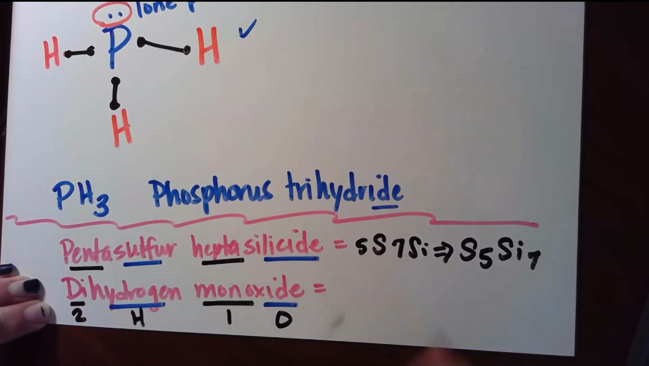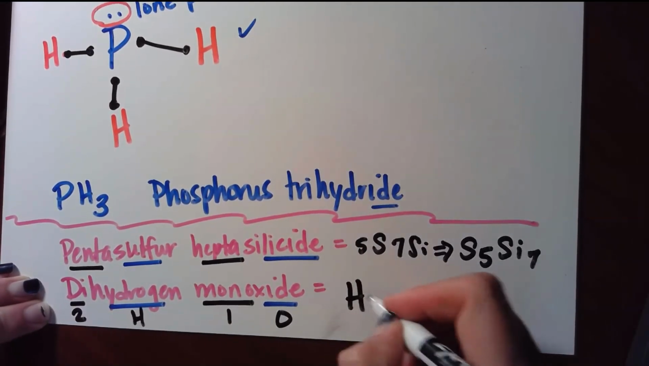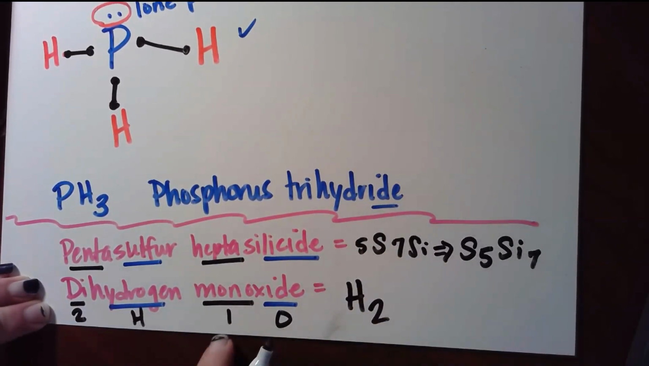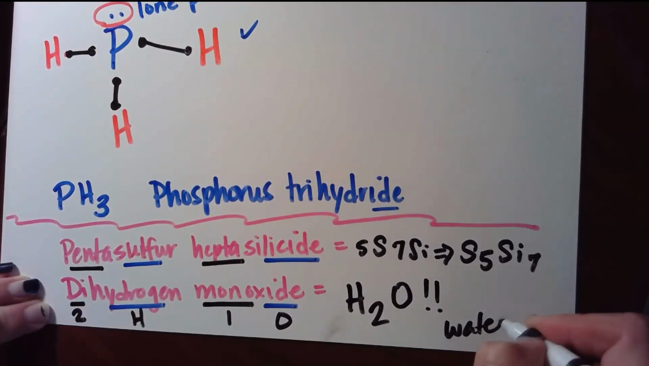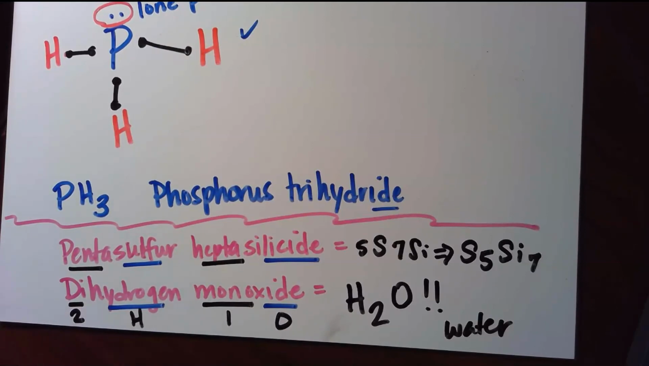And what do you know, if you write that out, oops, almost did it wrong again. It should look like H2, 2 H's, and 1 O. There's your water. Technical term for water is dihydrogen monoxide.